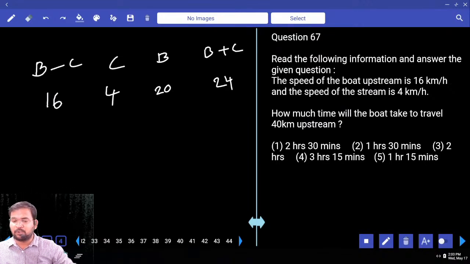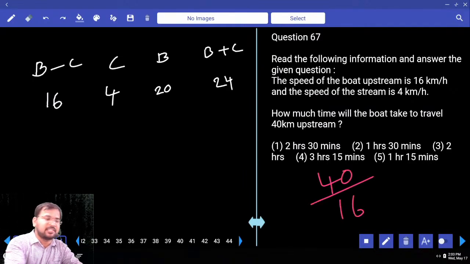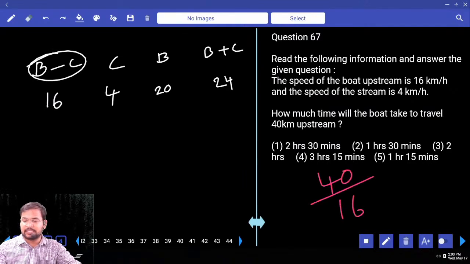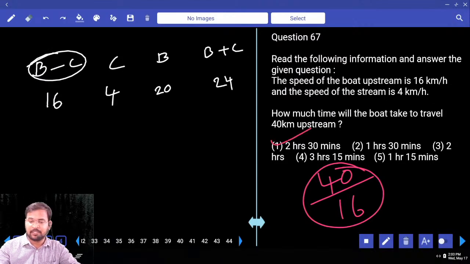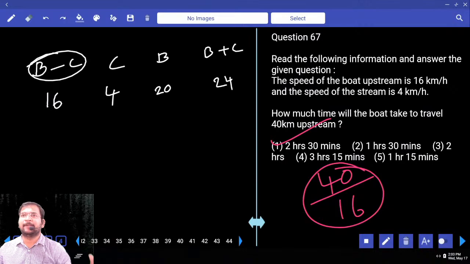How much time will the boat take to travel 40 kilometers upstream? Nana, upstream speed is what? 16. Upstream is nothing but B minus C only. 16, how many times? 2.5 hours. 16 twos are 32. Remainder is 8. 8 by 16, how? 2.5 hours. Are you ready?